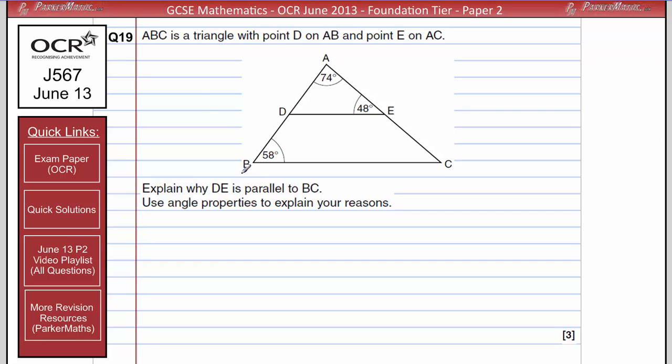Question 19 says ABC is a triangle with point D on AB and point E on AC. Explain why DE is parallel to BC. Use angle properties to explain your reasons.